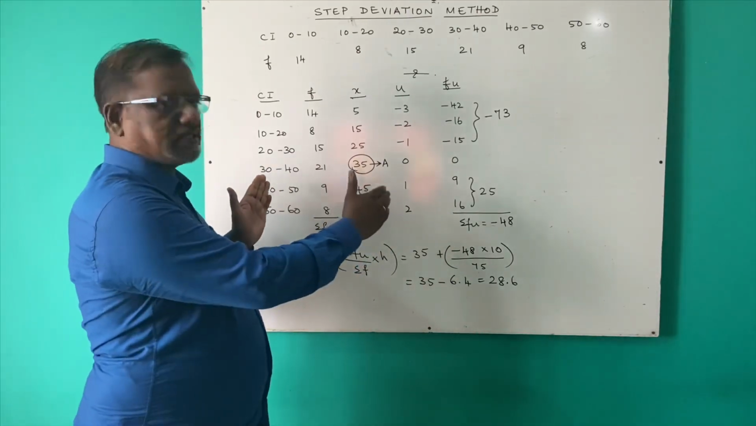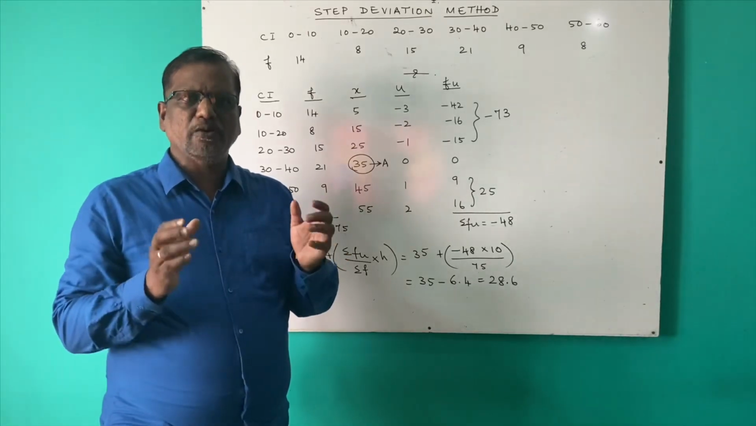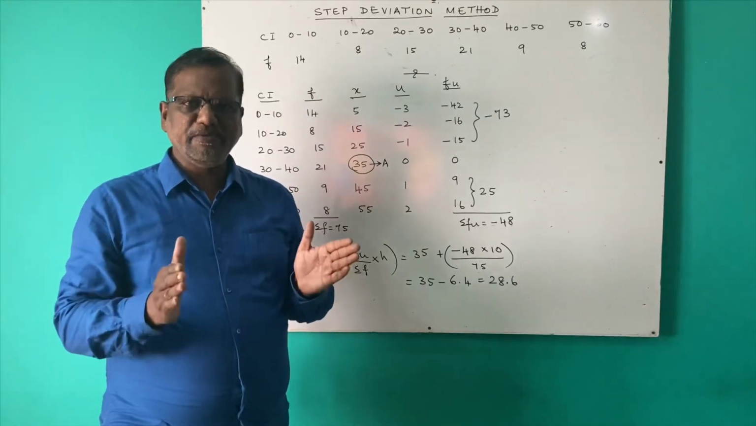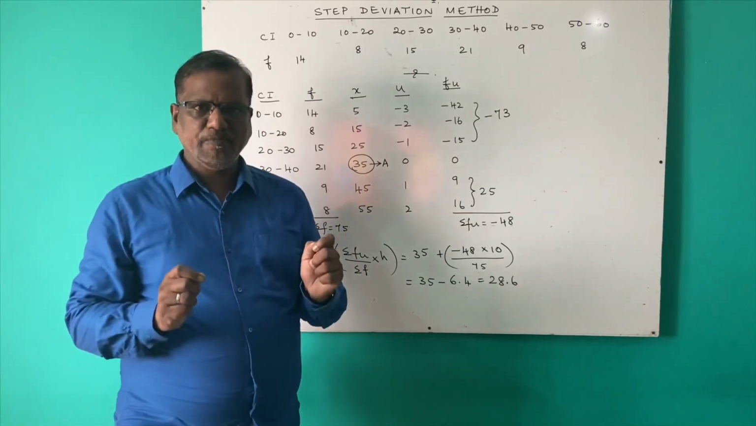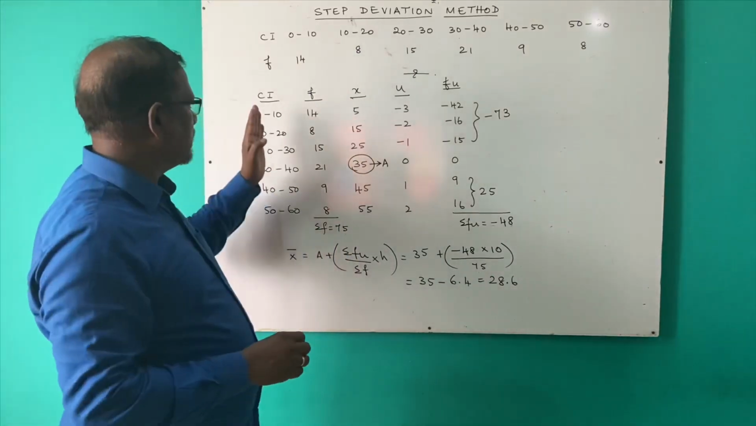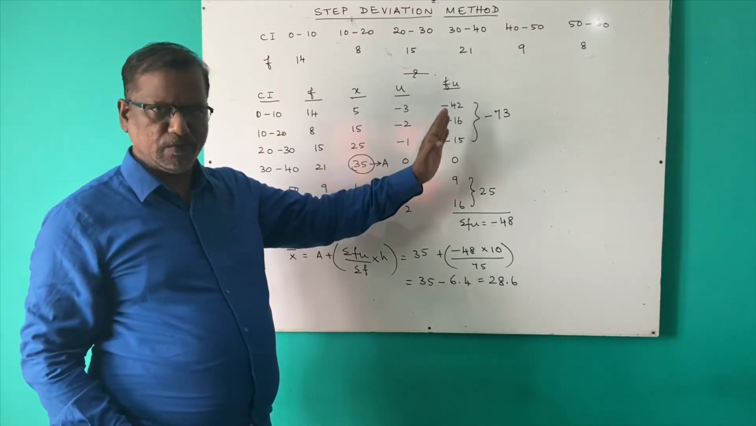Once we fill these 5 columns, as I have been telling you, the important thing that you have to remember is, in the step deviation method, what are the columns that you will be having? The 5 columns, namely class interval, frequency, x, u, and fu.